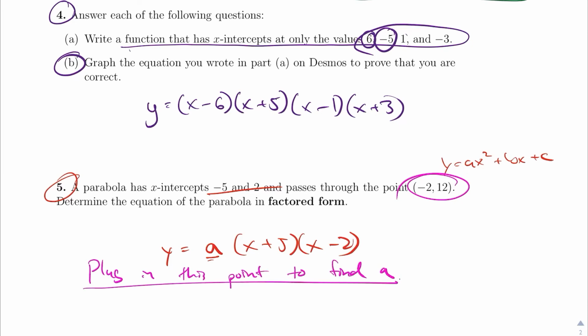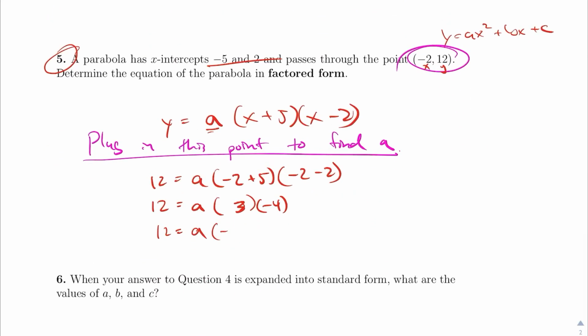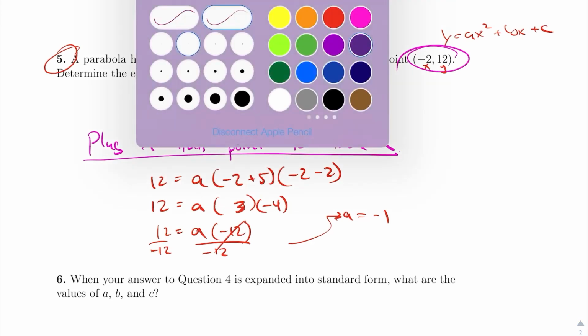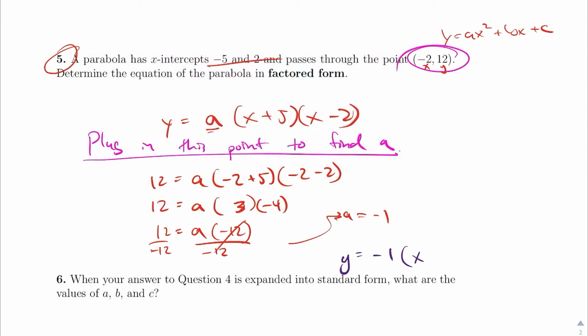To plug in that point to find a, we get 12 equals a times -2 plus 5, because we're plugging this in for x, this in for y, times -2 minus 2. 12 is equal to a times +3, times -4. 12 is equal to a times -12. The last step to solve for a is to divide by -12 on both sides, and that gives us a is equal to -1. So our final equation must have been y equals -1 times x plus 5 times x minus 2.